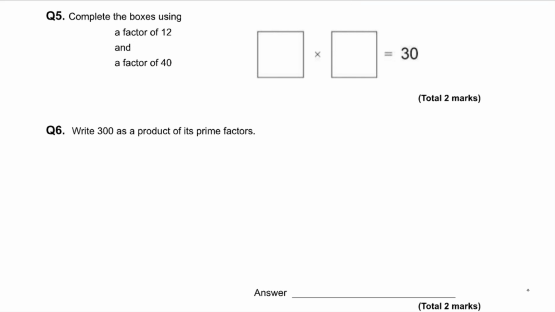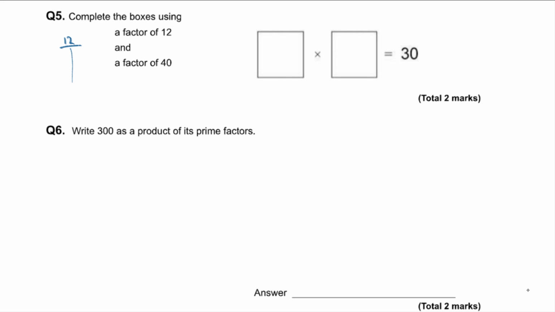Question 5. Complete the boxes using a factor of 12 and a factor of 40, and they have to multiply together to give us 30. Okay, so I think I'm just going to list the factors of 12 first, and then the factors of 40, and then see if I can find a pair that go together.